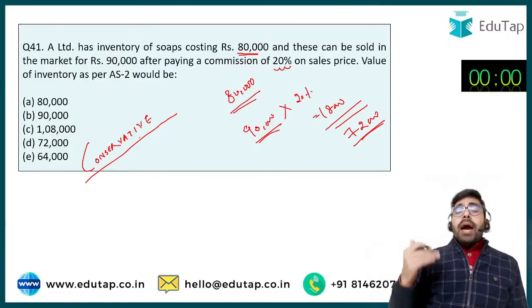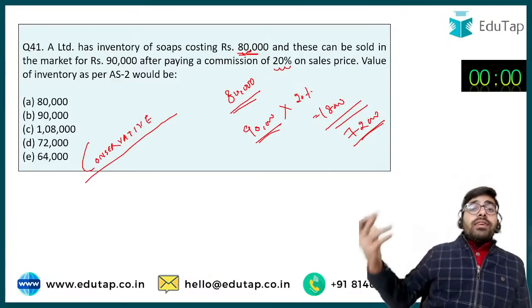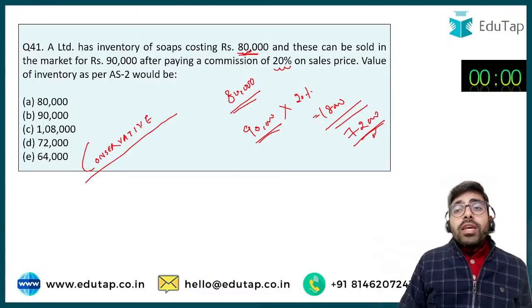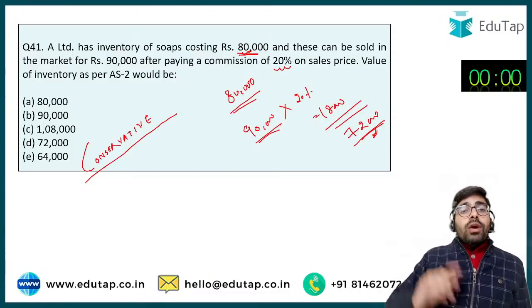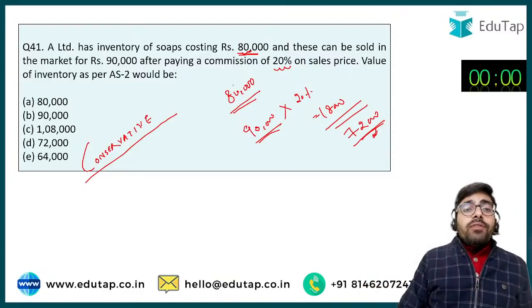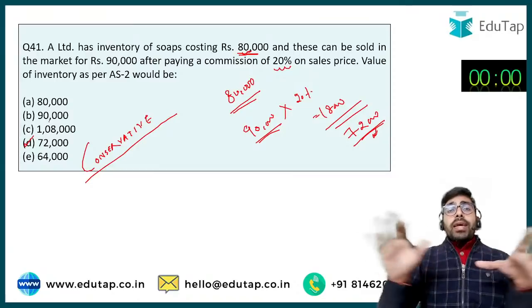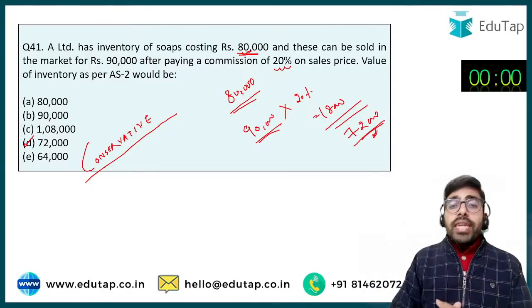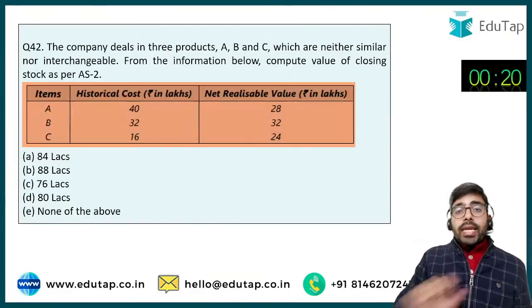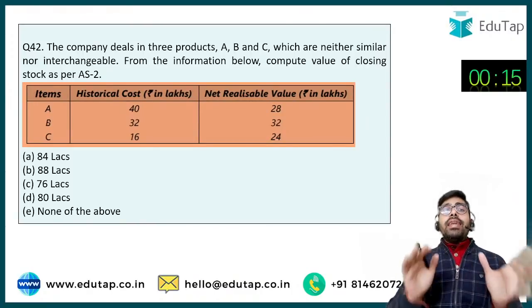So if you feel that the inventory is costing you 80,000, and maybe you could sell it for more than 80,000, but still, if the realizable value is only 72,000, you cannot record it at 80,000. You have to record the inventory at the lower of cost or market price. We should not show more, we have to be conservative, and that's why we have to show it at 72,000. So that's why the answer is going to be option number D. Right, lower of cost or net realizable value.